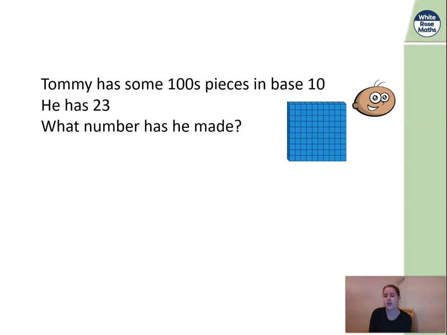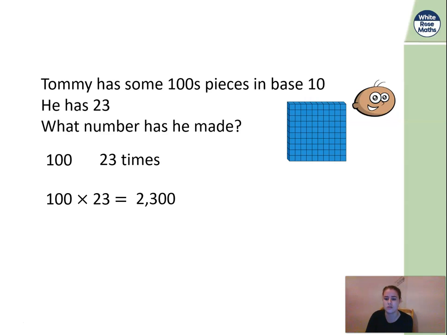So, we've had a look at some base 10 at the beginning of the PowerPoint, so let's explore this using another problem-solving question. Tommy has some 100 square pieces in his base 10. He has 23 lots of 100 pieces. What number has he made? So he's got 100 and he's got them 23 times. Therefore, our number sentence will be 100 times 23, which is 2,300.